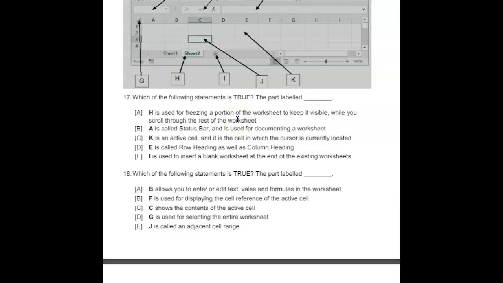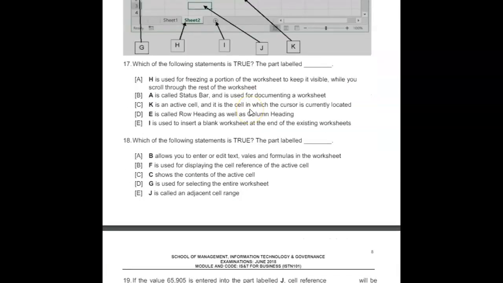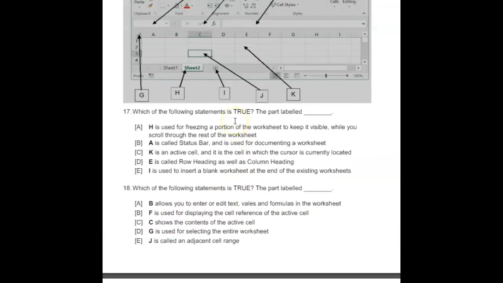G is used to select the entire worksheet. Yeah, that's true. When you press this symbol, it basically selects the entire worksheet. And J is called an adjacent cell. That is false. Adjacent cells is when you highlight all the cells next to it, so from C to F, that's adjacent. This is false because it's only one, so it's not a range if it's one. So the only answer is D.